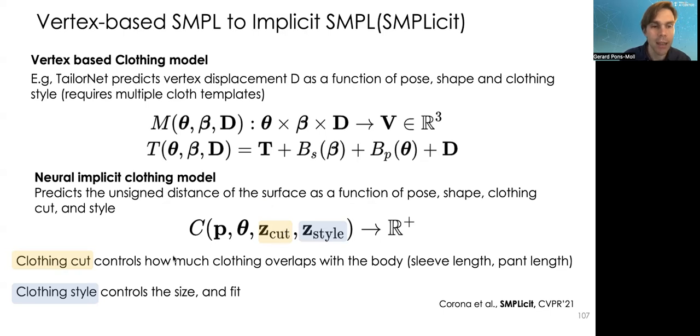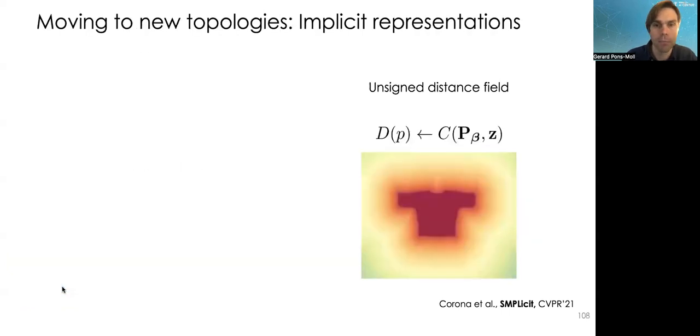And so the surface would be at the zero level set of this signed distance. Now here, z_cut encodes how the clothing overlaps with the body, so things like sleeve lengths or trouser lengths, and so on. And the clothing style controls the size and fit, like how tight it is to the body. So this was a design choice to have a little bit more control on the generated results.